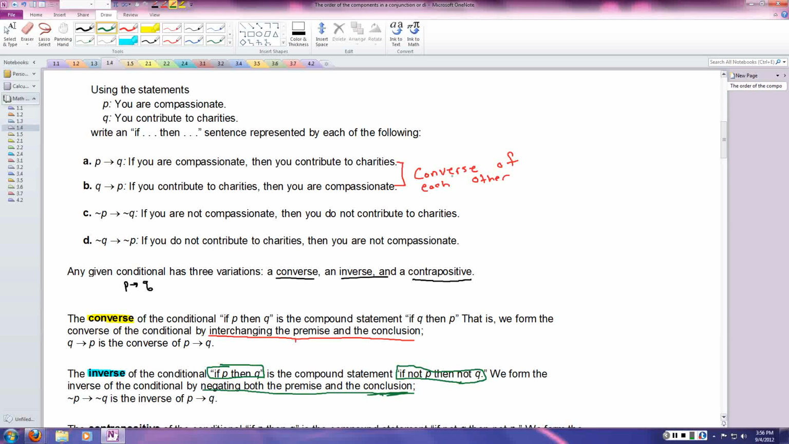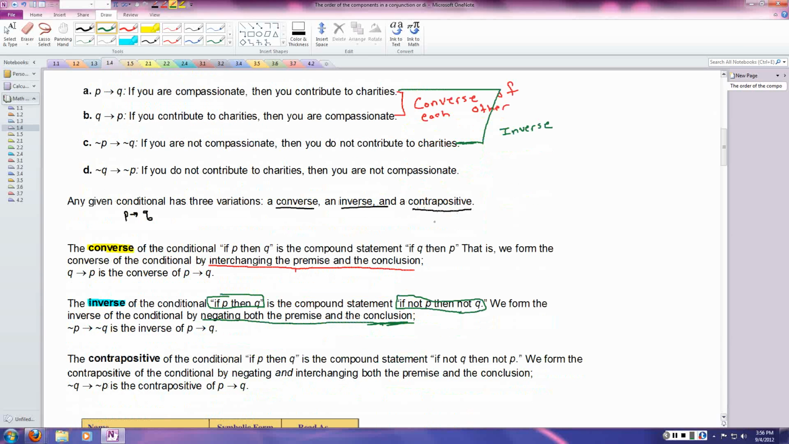If I look at these two statements, these are inverse statements. You notice P implies Q, not P implies not Q. So this is the statement, this is the inverse. The inverse of the inverse is the original statement. So these two are related. The first one and the third one are the inverse of each other. And then the last thing we're going to talk about is the contrapositive.